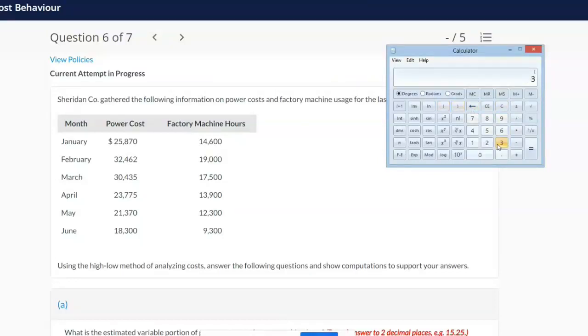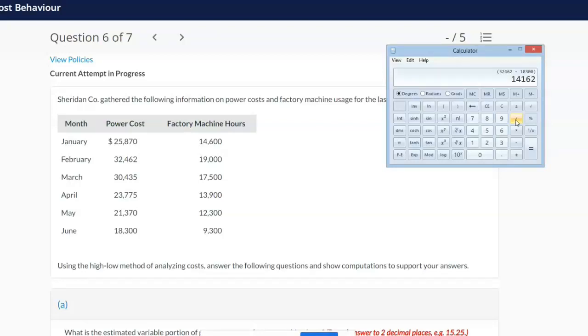Minus 32,462 minus 18,300, minus June 18,300. Put that number aside. No, subtract that. Okay, that's 14,162. Write that number down.